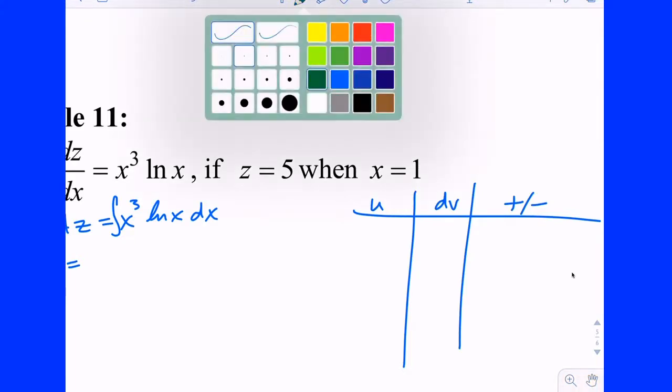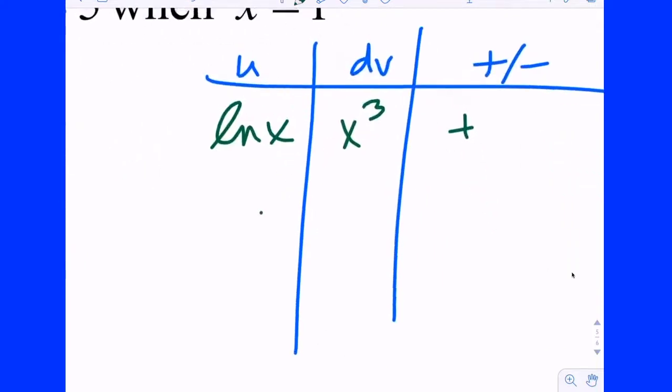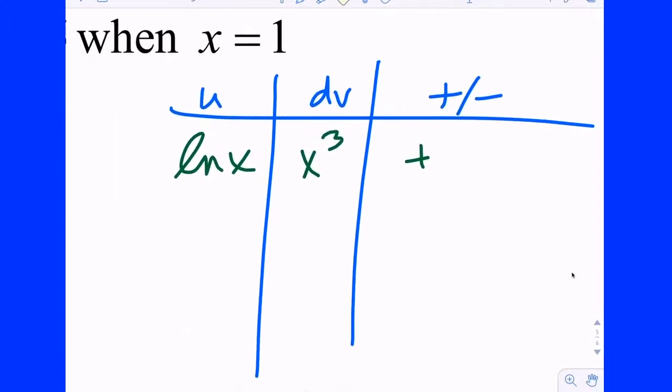Yeah? Okay, then we're going to have to find the antiderivative of ln of x. Do you remember what that one was? I don't either. So guess what? We better call u natural log of x and dv x cubed. Not really what I wanted to do, but ln of x kind of forced my hand there, yeah? So there's a plus. All right, so the derivative of u is 1 over x, and the antiderivative of x cubed is 1/4 x to the 4th, and that would be a minus.